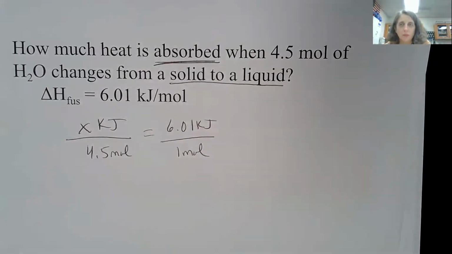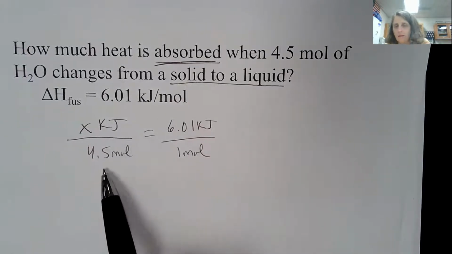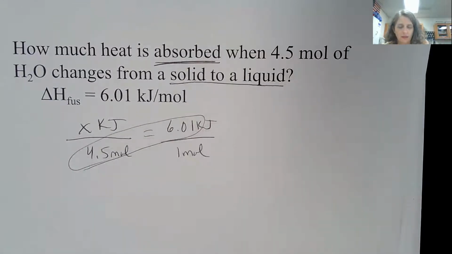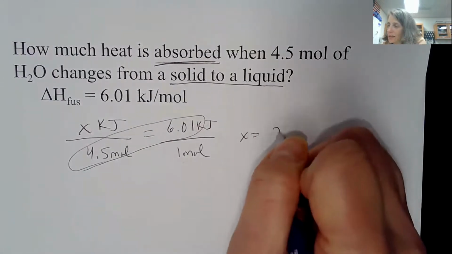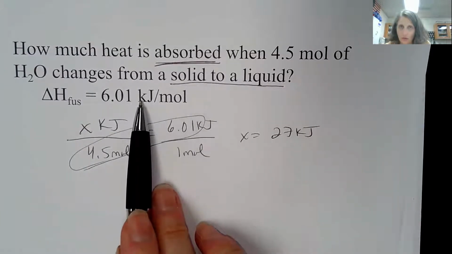So I could set it up as a proportion. Kilojoules is to moles as kilojoules is to moles. If you do this, you're just multiplying these two numbers. So 4.5 times 6.01, and you get 27 kilojoules. And generally speaking, delta H is given in kilojoules.